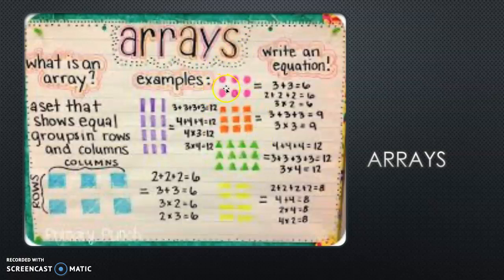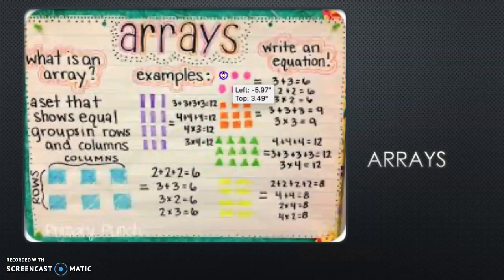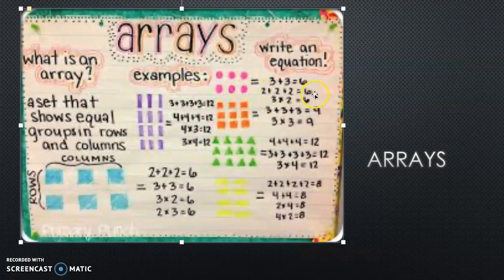So let's look at where it says examples, the pink dots. You can express this or write an equation as 3 plus 3 equals 6, or 2 plus 2 plus 2 plus 2 equals 6, or 3 times 2 equals 6, right? Or 2 times 3 equals 6. So the students could go ahead and get familiar with this and practice all these examples at home.